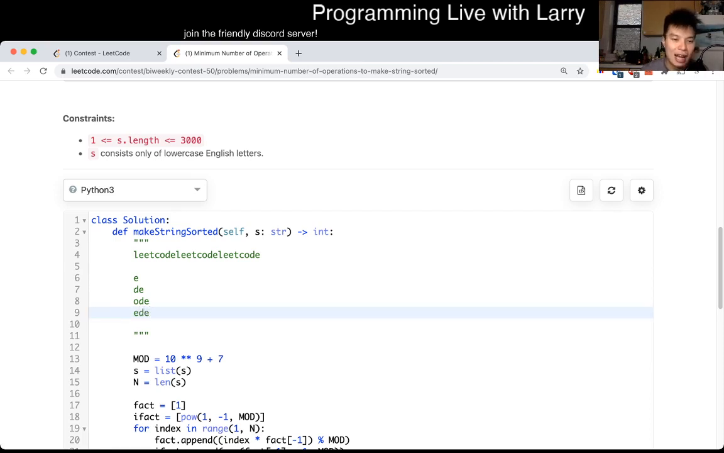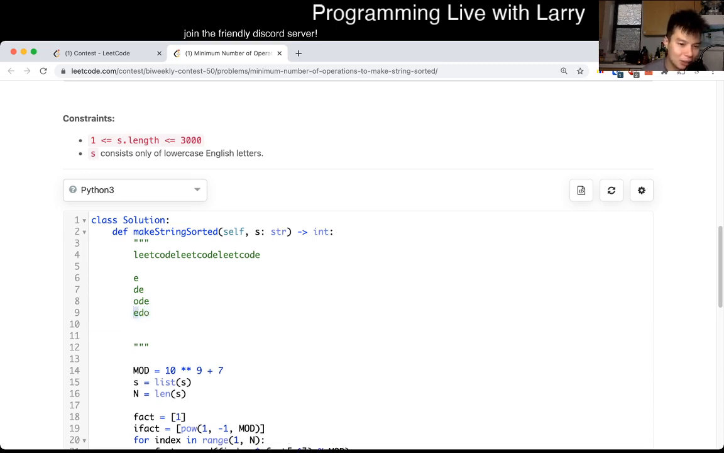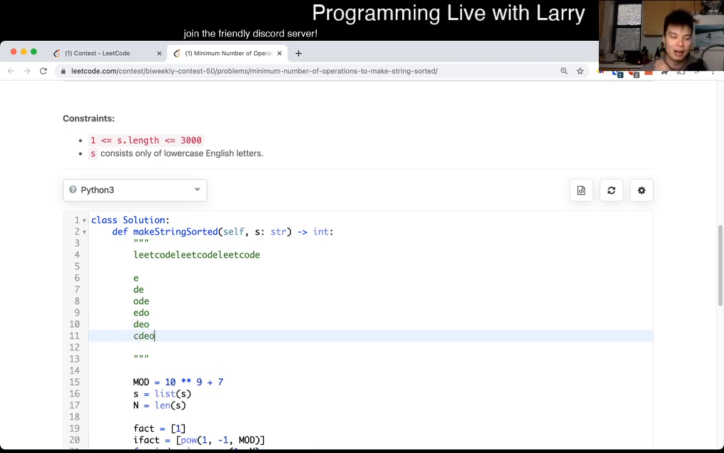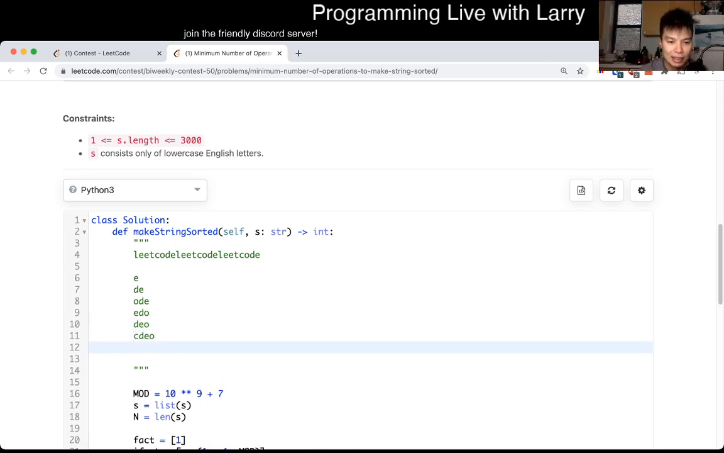D and O. And then now the next one, the E, is going to be converted to the next letter, which is D. And then now it is going to be sorted into D, O. And then now this thing is sorted. And then now we add in the next letter, C. So C looks good because C is already sorted. And then now the next letter is T.